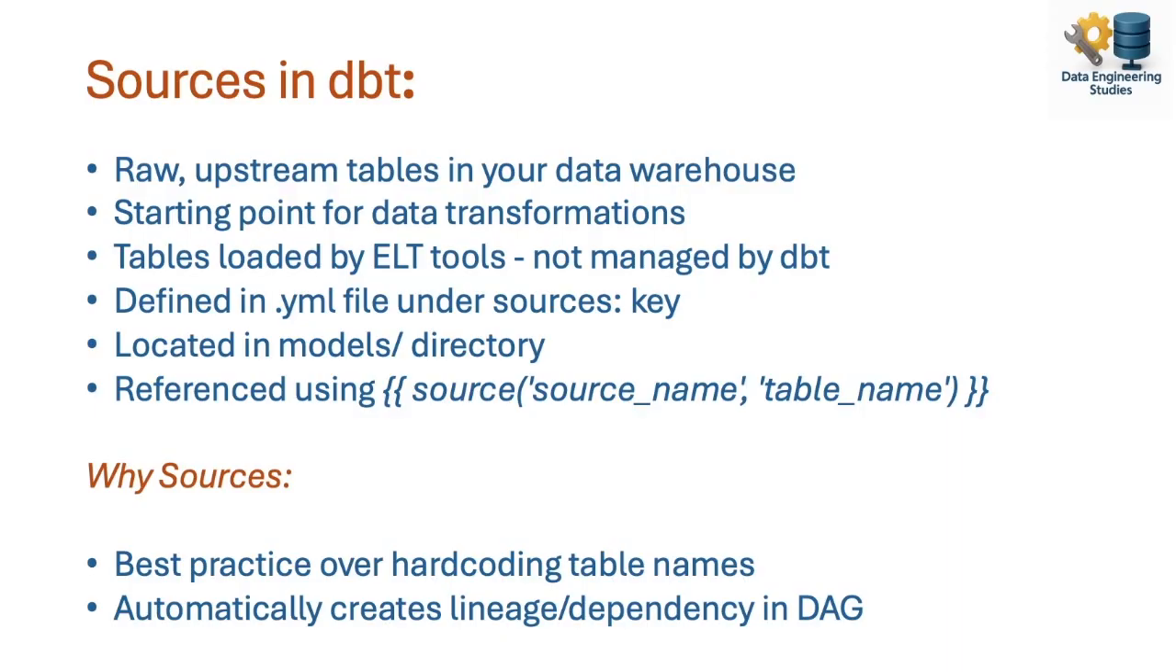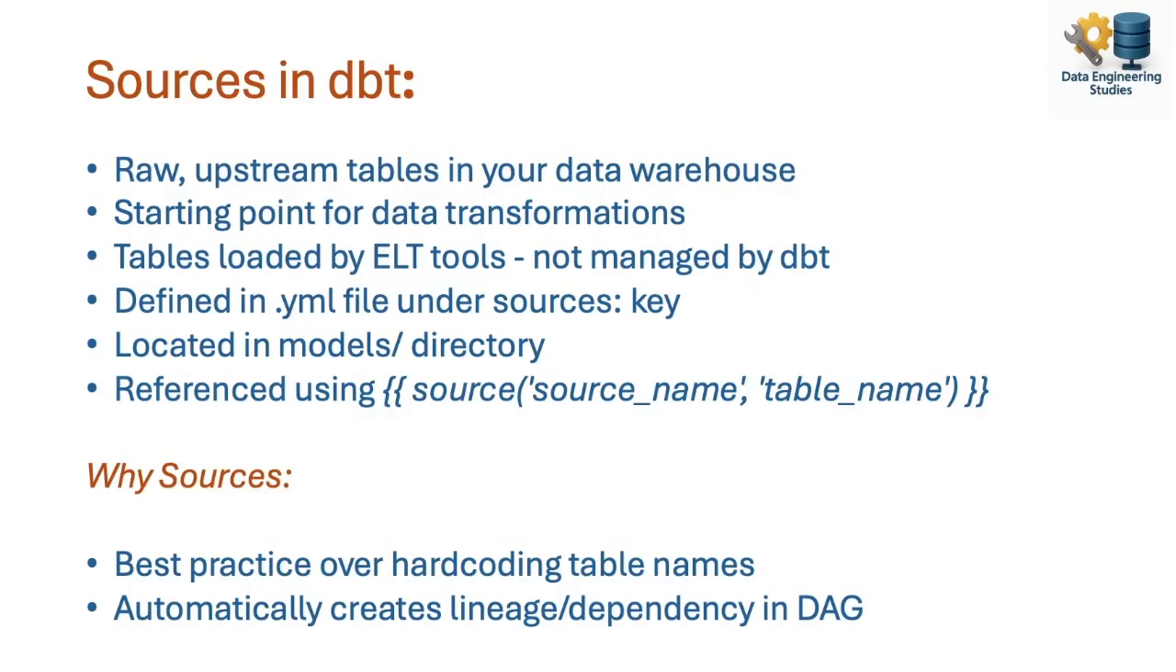So what exactly is a source in dbt? Sources are raw upstream tables that already exist in your data warehouse. Think of them as the starting point, the foundation of all the data transformation. These tables are already loaded using ETL tools that are not managed by dbt. These tables already exist, dbt just reads them.